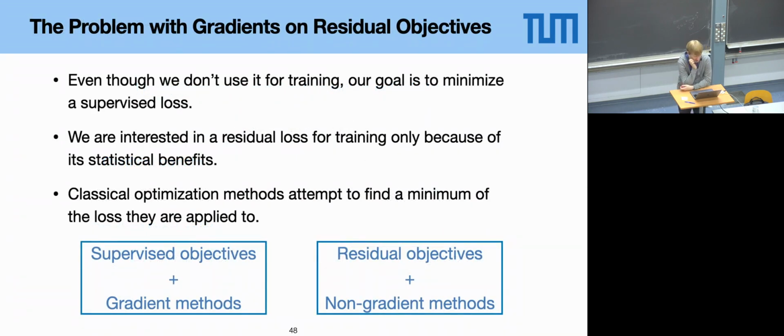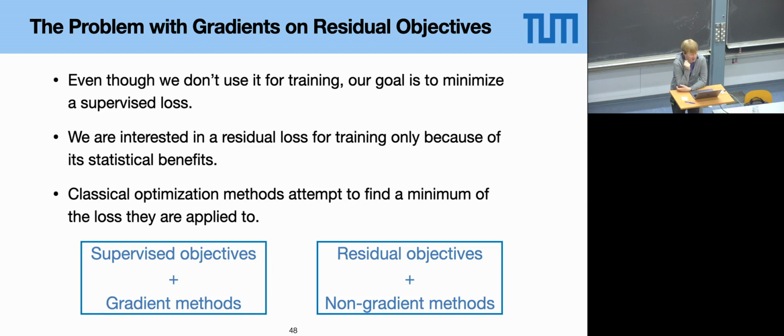And this is now crucial to understand why you cannot use gradients for temporal difference learning. The argument goes as follows. Even though we don't use it for training, our goal is still to minimize the supervised loss.